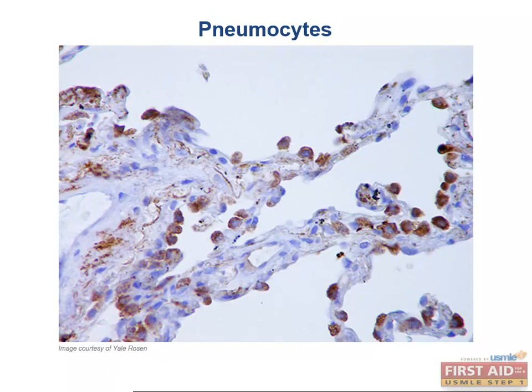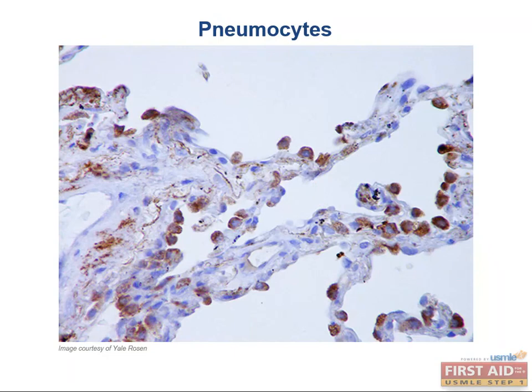Pneumocytes are high yield for the boards because they are so important in gas exchange and respiratory physiology. First, let's talk about type 1 pneumocytes. Type 1 pneumocytes make up most of the alveolar surface. What's the cellular morphology? Well, these squamous cells are thin and flat, which makes them great for gas exchange at the alveolar capillary interface.